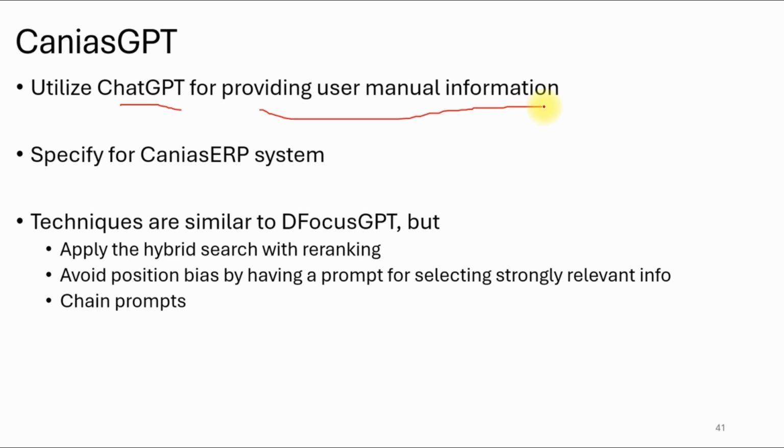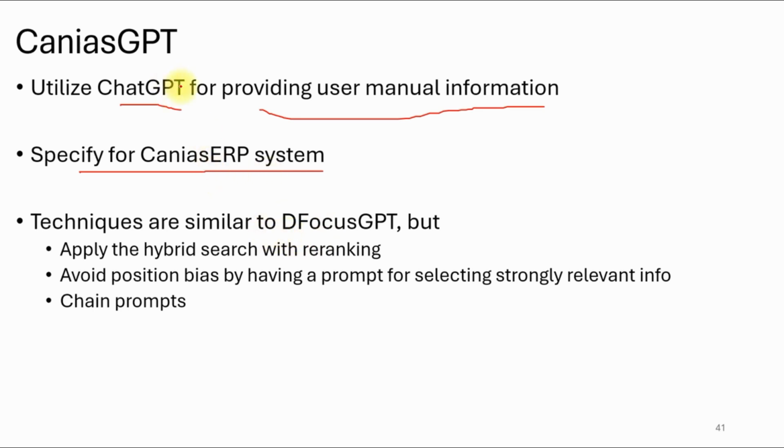So at that time, Ihonjun Sangmunim asked me to apply ChatGPT to generate the answers. Because every time, that company just called Dfocus many times, and lots of people got quite busy. So by applying ChatGPT, we can reduce the time. So this ChatGPT is specified for the Canvas ERP system.